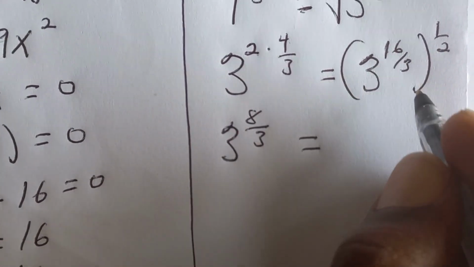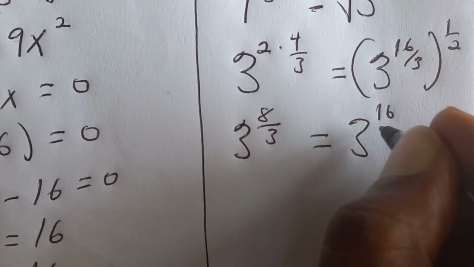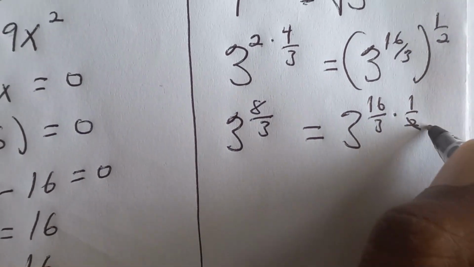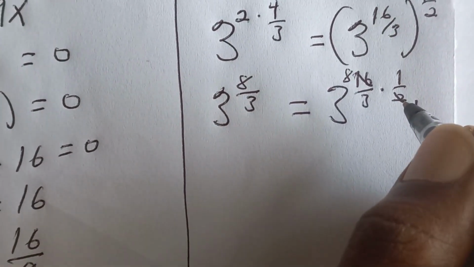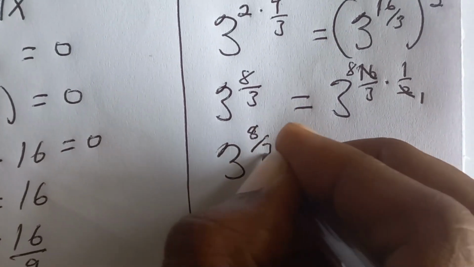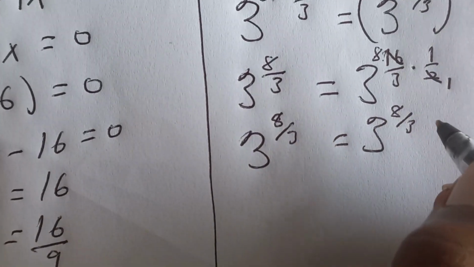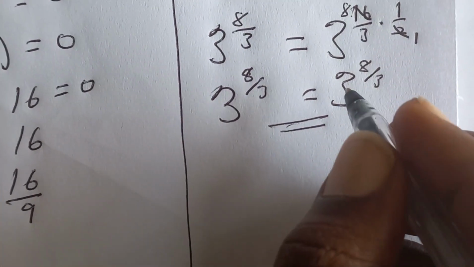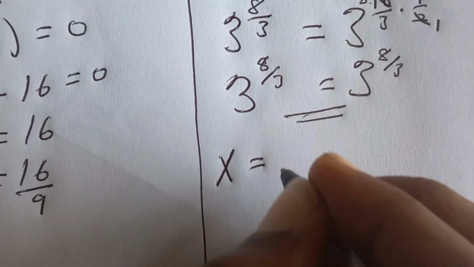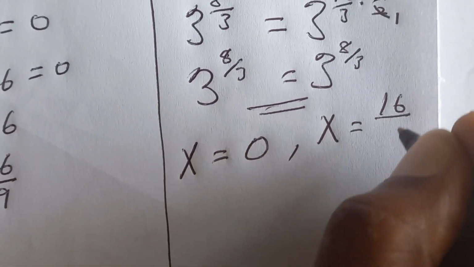now we are having 3 exponent 16 on 3 multiplying by 1 on 2, okay? So from here, 2 goes into 16 8 times, okay? 2 times 8 is 16. So you are having 3 exponent 8 on 3, which is equal to 3 exponent 8 on 3, okay? So indeed, x is equal to 16 on 9 also satisfies the equation. So our solution, we have x is equal to 0 and x is equal to 16 on 9.